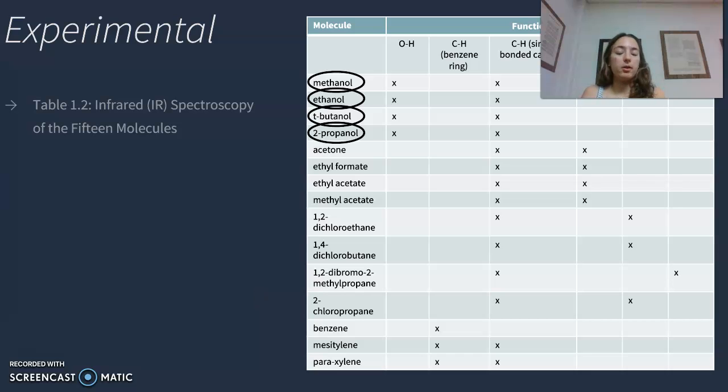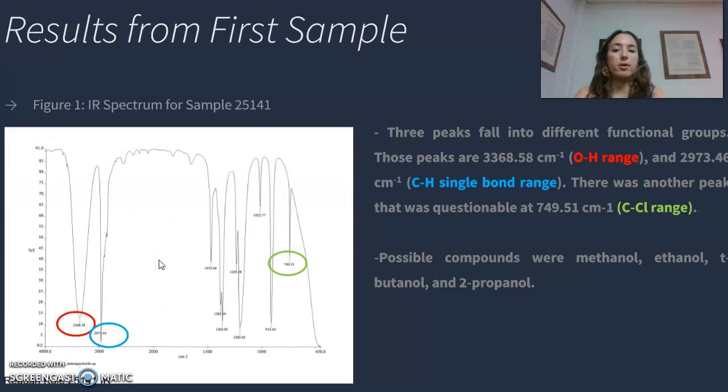Okay, so this next table we had to fill out on our own, and it shows the functional groups that are present in each of the 15 different molecules. So on the left-hand side, you can see 4 different molecules that are circled. Those were molecules that I found based off of the functional groups in my IR spectrum. So this was my IR spectrum, sample 25141, and you can see the 3 different colors are there with the OH bond, the CH single bond, and then the CCl bond. All 3 are labeled here. And based off of those 2 tables from the values, I concluded that the possible compounds in this sample were methanol, ethanol, T-butanol, or T-propanol.